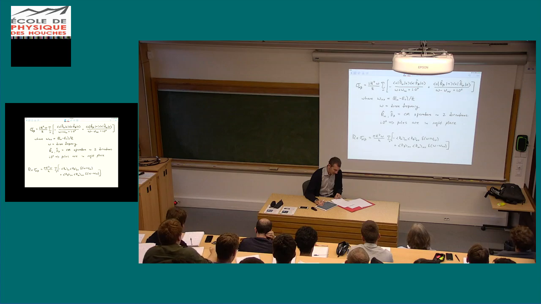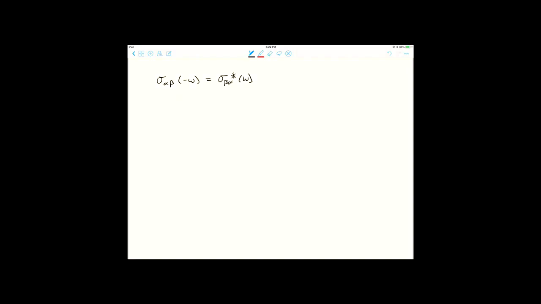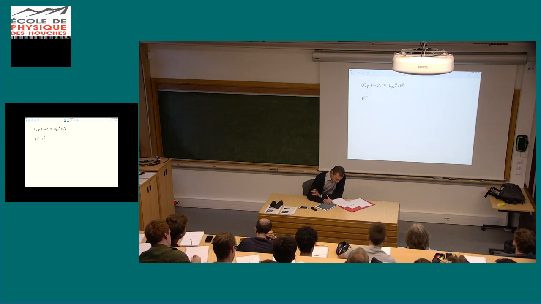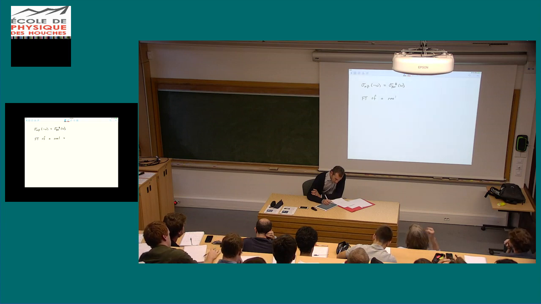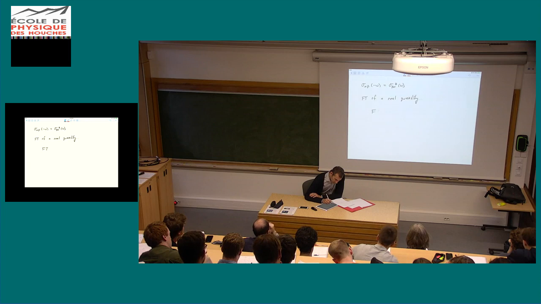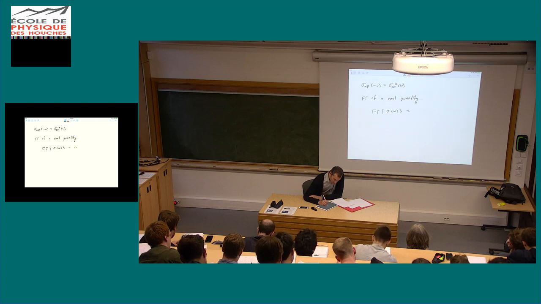Good question. Okay. So when you have this kind of property, this assures you that this is the Fourier transform of some kind of real quantity. And in particular, you can show that the conductivity, the Fourier transform of the conductivity, is the current correlation function.